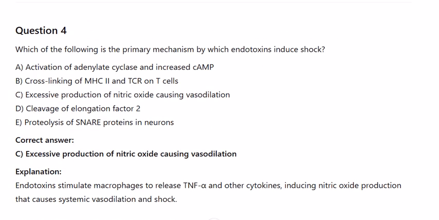Question 4. Which of the following is the primary mechanism by which endotoxins induce shock? A. Activation of adenylate cyclase and increased cAMP. B. Cross-linking of MHC II and TCR on T cells. C. Excessive production of nitric oxide causing vasodilation. D. Cleavage of elongation factor 2. E. Proteolysis of SNARE proteins in neurons. Correct answer: C. Explanation: Endotoxins stimulate macrophages to release TNF-α and other cytokines, inducing nitric oxide production that causes systemic vasodilation and shock.